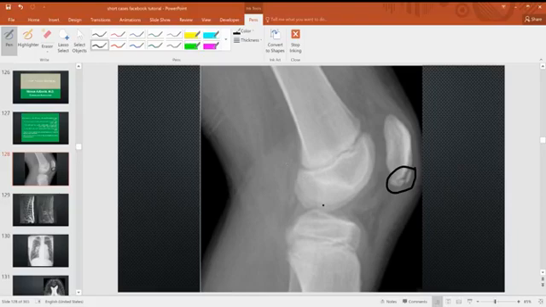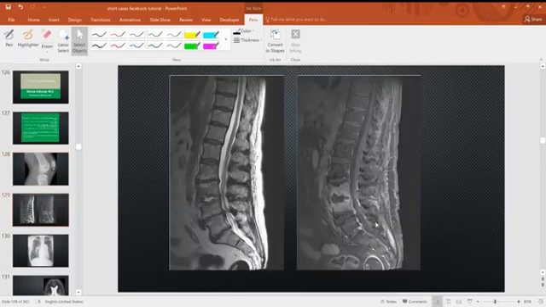Okay, any question on this case? We move to the second case. Take 10 to 20 seconds to see the case and write your answer. This is T2 and this is after contrast. This is T2 and a plus contrast.